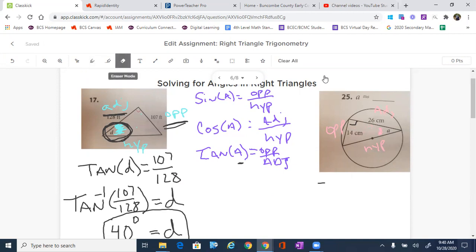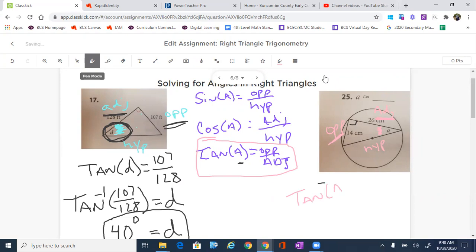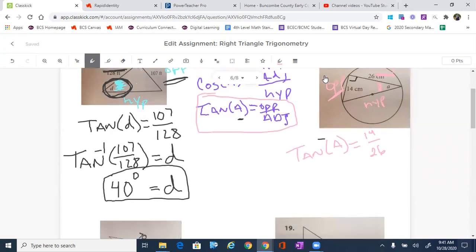Once I have that, I go through the same process I did before. I am going to go through my sine, cosine, and tangent. I have the opposite and I have the adjacent. Which one has both of those in it? Well, it is tangent again. We showed up with the same one. So I'm going to write tangent of A equals the opposite, 14, over the adjacent, which is 26. Now, we are looking for the angle. So once again, we need to use that inverse. So tangent inverse, and I just type in 14 over 26 equals A.